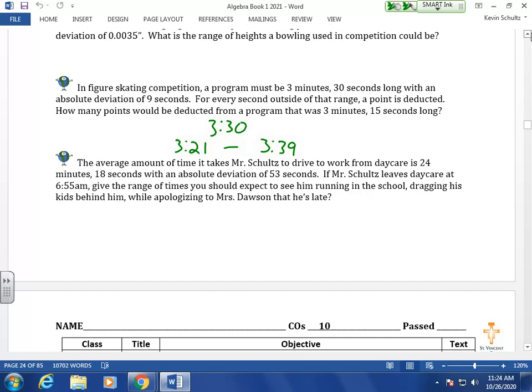And then for every second outside of that range, you lose a point. So for one lasting 3 minutes and 15 seconds, that is 6 seconds shorter than the low end of our range here, which means that you'll be losing 6 points. If you put an answer of 15 points, then you subtracted from the target time rather than the low end of the okay time, that absolute deviation time. Right?